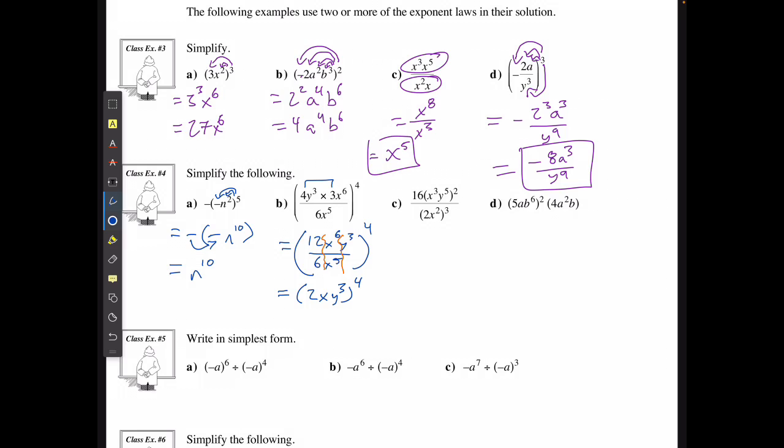Now I'm going to apply that power of 4. I have 2 to the power of 4, x to the power of 4, and y to the power of 3 to the 4 is going to be to the 12. So when I take 2 to the 4, it's going to give me 16, x to the 4, and y to the 12.